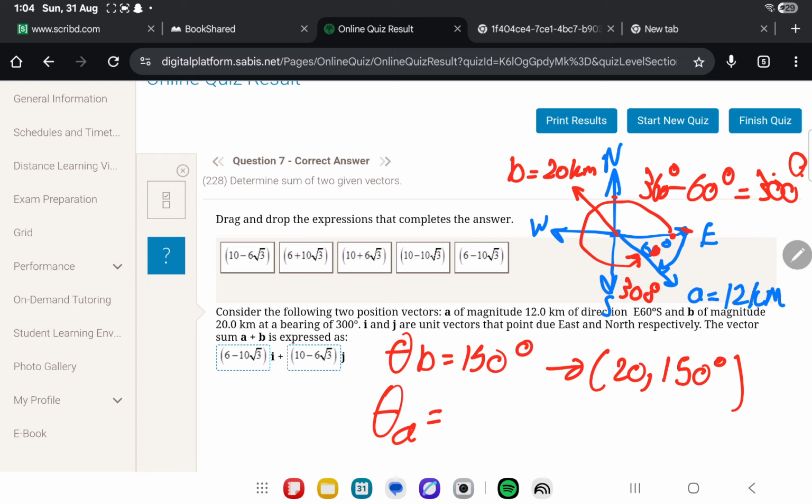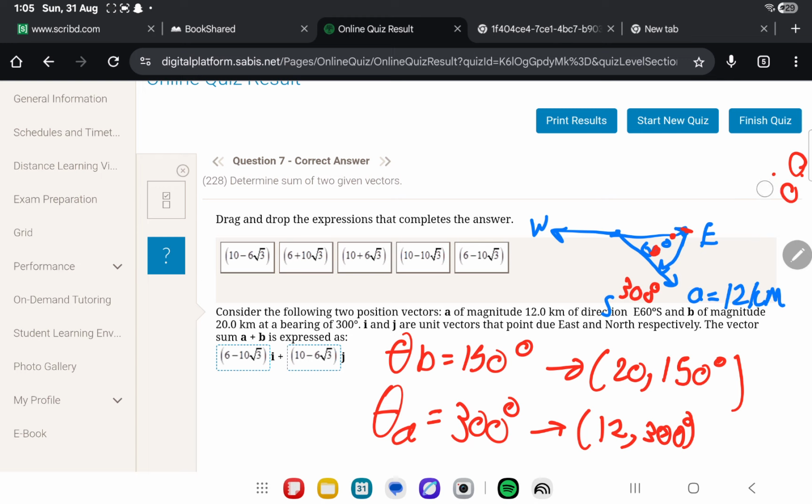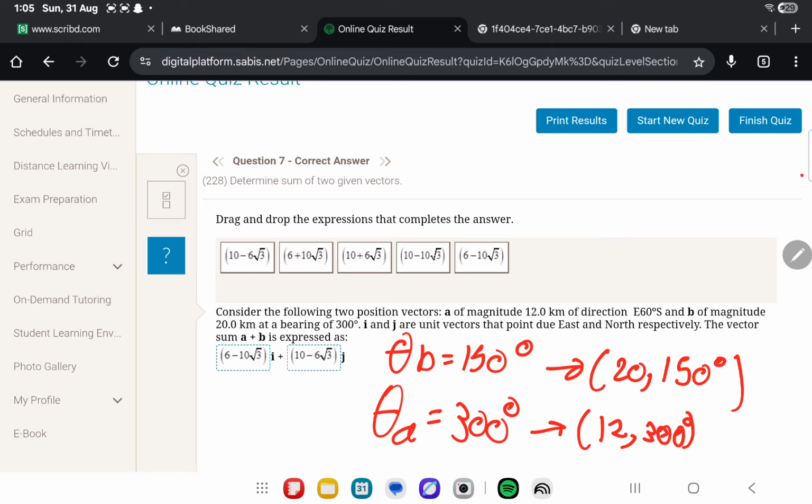Okay, so now the theta A is 300 degrees. Writing this in polar, it's going to be 12, 300 degrees. Now we're going to have to change this from polar to Cartesian. So this is for B, right? So this is B, this is A.